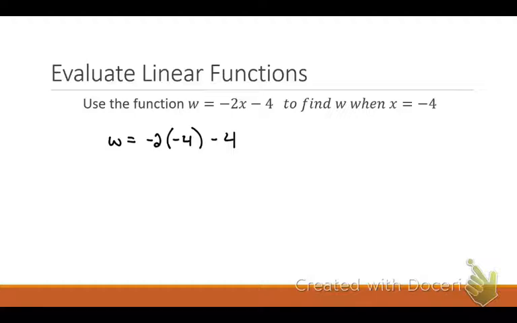Positive 8. Did you guys get positive 8? No. Okay, so w equals 8 minus 4, which is 4. Okay, so just be careful with your signs. If you thought 8 was negative, you might have said negative 12. I would count that half credit tomorrow if you make that one mistake, but the rest of your work is correct. But full credit, your answer is 4.